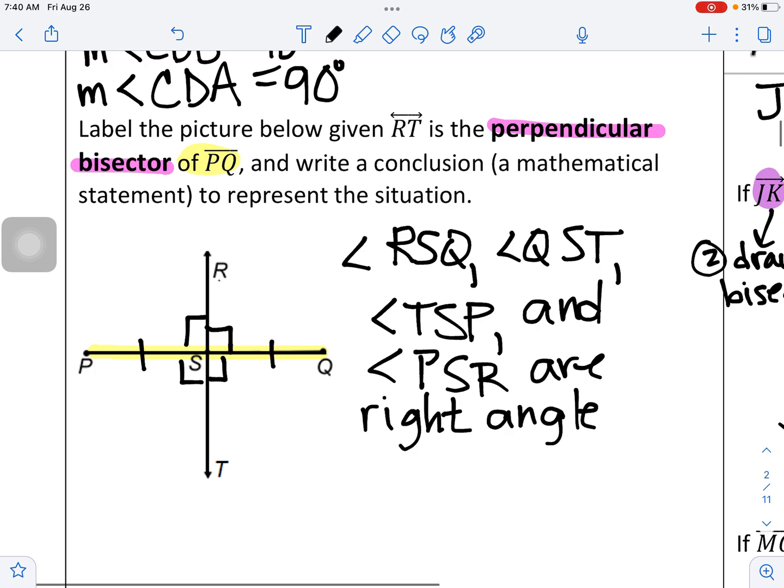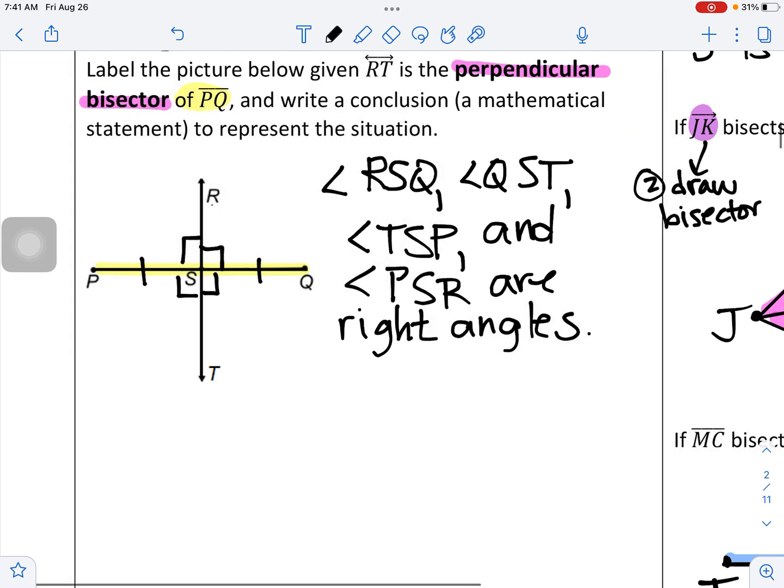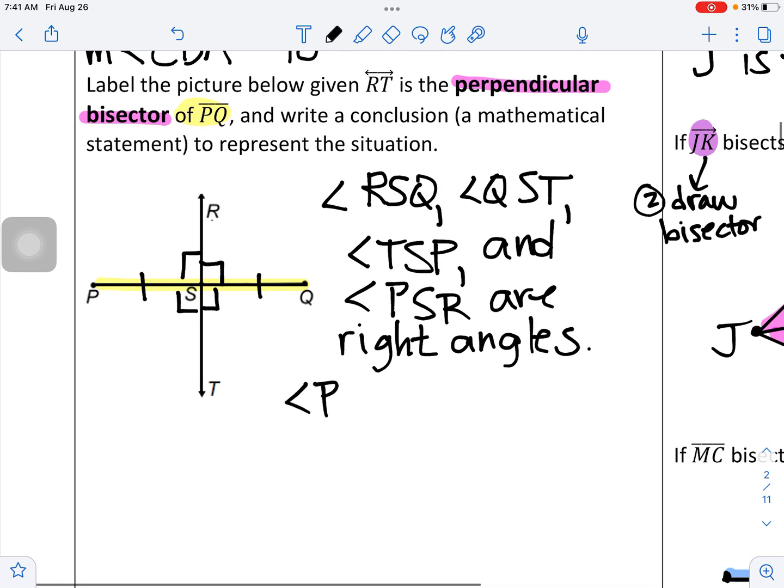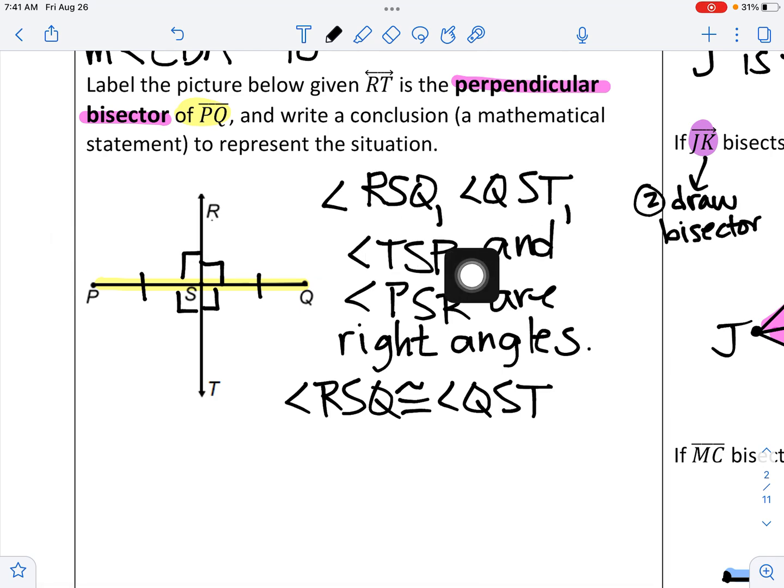We could choose any two of those angles to say that they're congruent. I'll start with the first two that I have there. I would say that angle RSQ is congruent to angle QST. And we could keep that going and say that it's also congruent to TSP, is congruent to PSR. All four of these angles are congruent because all four of them are right angles, and all right angles are congruent. The other statement we're going to make is that the two segments have been split into congruent parts.